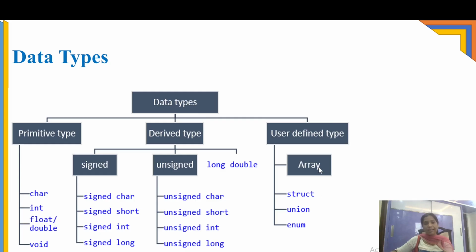And user defined data types are the data types that the user can define. Based upon the primitive data types, the user can define their own data types. Those are arrays, structures, unions, enumerators.